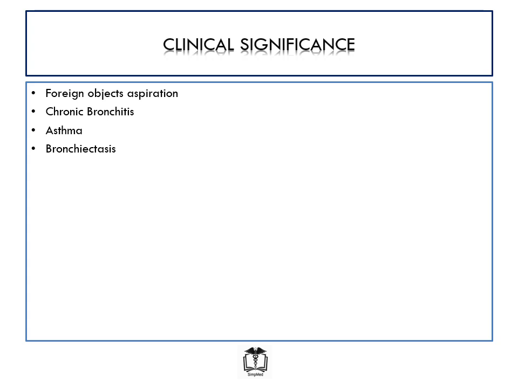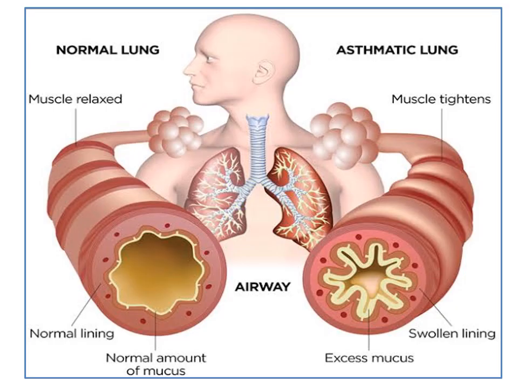So in terms of clinical significance, what you need to remember would be foreign body aspiration. I mentioned the fact that most foreign objects tend to be aspirated into the right bronchus rather than the left, and this is because of the vertical orientation of the right bronchus as compared to the left. Other clinical significances include chronic bronchitis, which is an inflammation of the bronchus, asthma, and then bronchiectasis, which are pathologies of the entire bronchial tree.